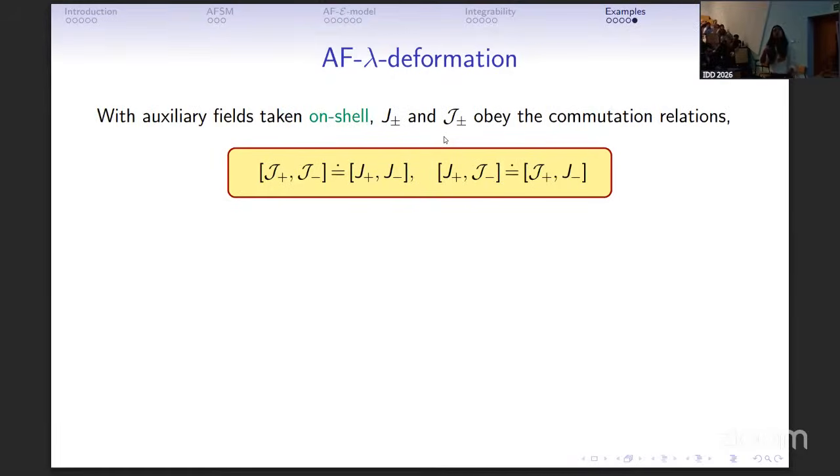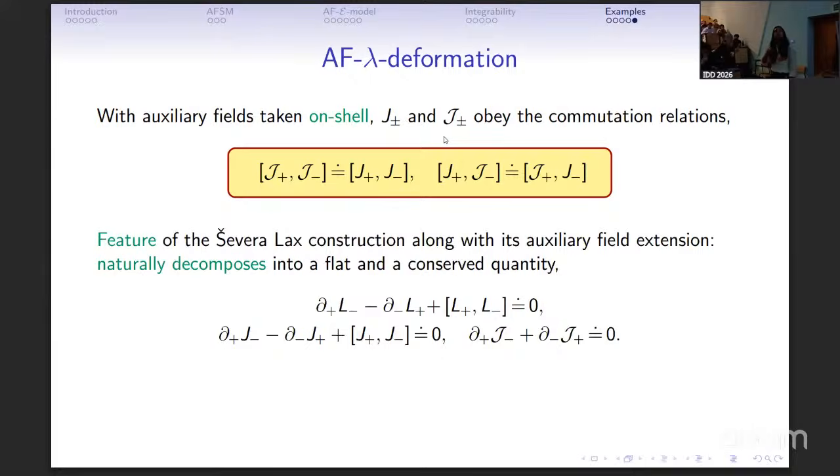And the check is that when you take auxiliary fields on shell, these pieces, J plus and curly J minus, they do obey these certain conditions, which indeed lets the Lax be flat. And the Chevalley mechanism naturally decomposes things into a flat piece and a conserved piece.